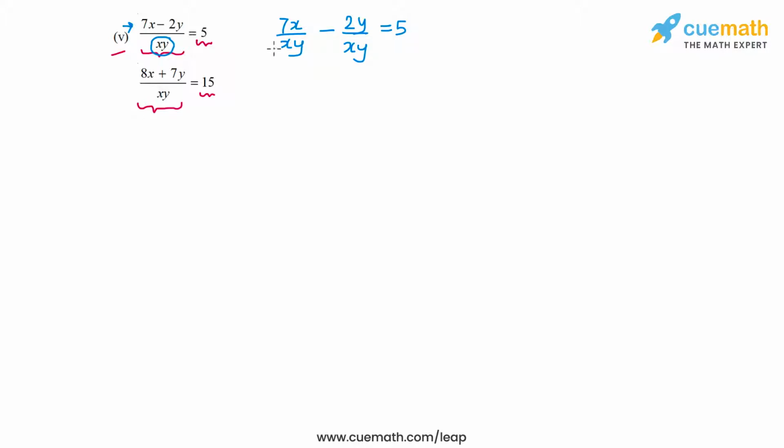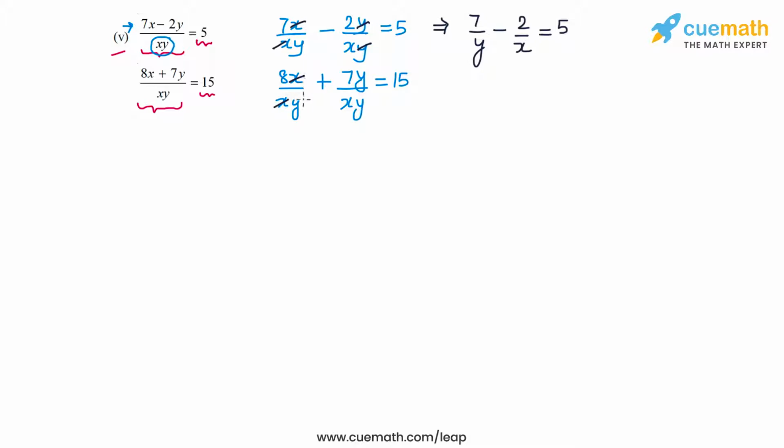And now what happens? The x terms cancel out here and we get 7 by y, and here in the second term the y terms cancel out and we get minus 2 by x equal to 5. And let's do the same thing in the second equation. So we have the second equation is 8x by xy, and then we have plus 7y by xy equal to 15. And here again the same thing happens.